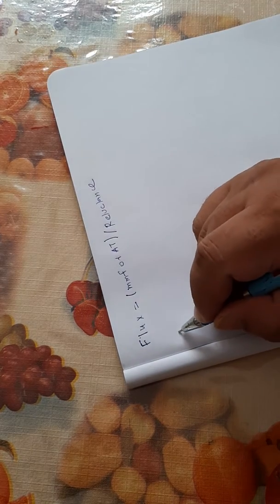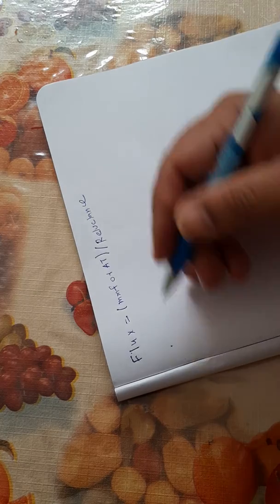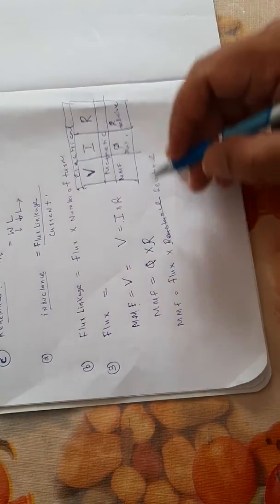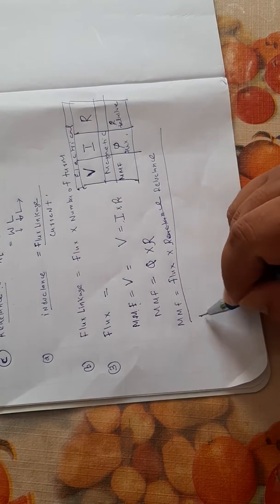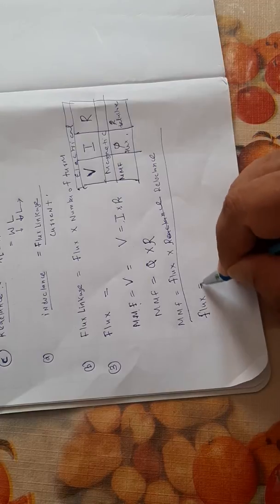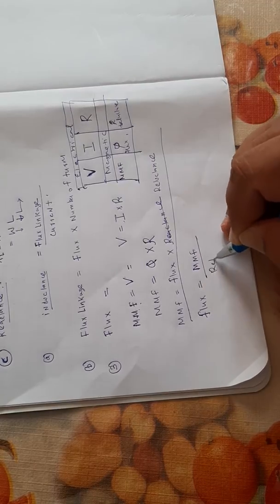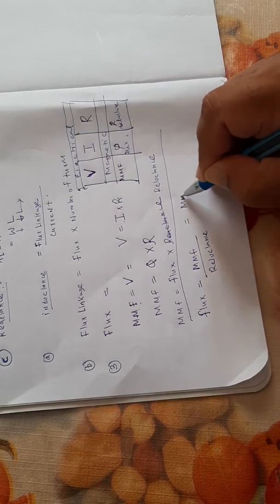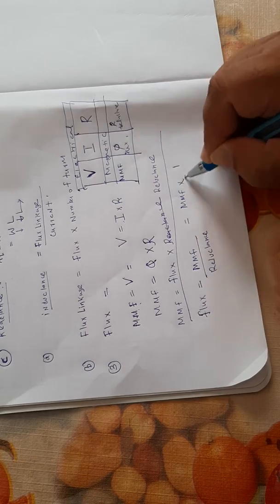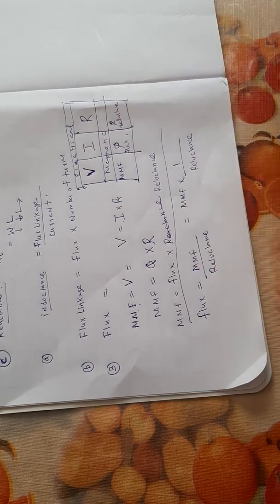See, your flux is mmf divided by reluctance. In the previous equation, if you go back to the previous page, here you can see, mmf is flux into reluctance. So you can write your flux is equal to mmf by reluctance. So it can also be written as mmf into 1 by reluctance.